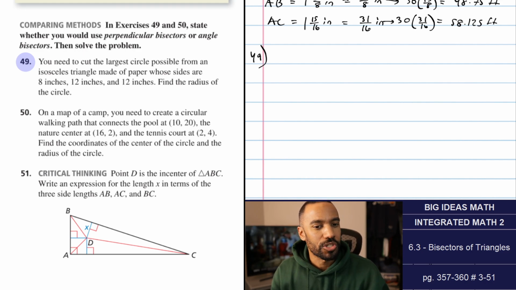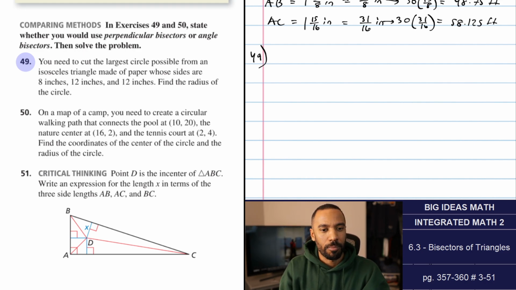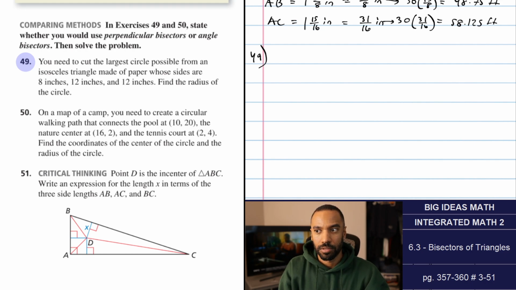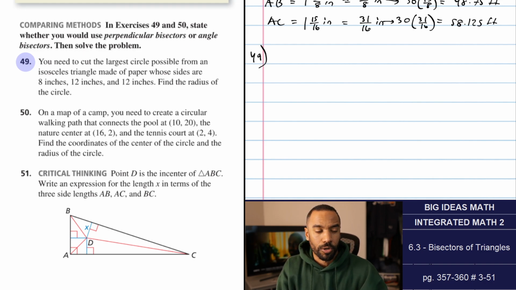You need to cut the largest circle possible from an isosceles triangle made of paper whose sides are 8 inches, 12 inches, and 12 inches. Find the radius of the circle. Oh, they're actually making me use paper. I refuse. I'm going to pause and make something here just to save recording time and see what I can do.